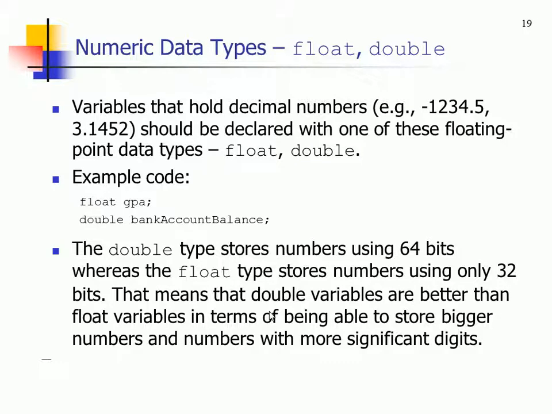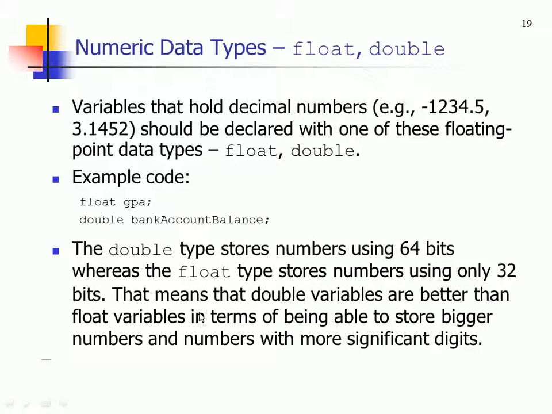Other data types. We have float and double. These can hold numbers with decimal places. So, when you hold numbers with decimal places, use float or double. Here's an example. Float GPA, double bank account balance. Obviously, they both have decimals in them. A double stores numbers using 64 bits, where a float stores numbers using 32 bits. So, which one's bigger?